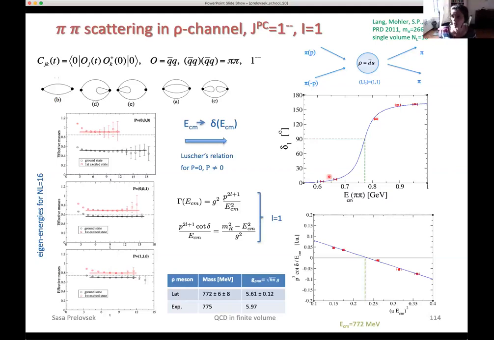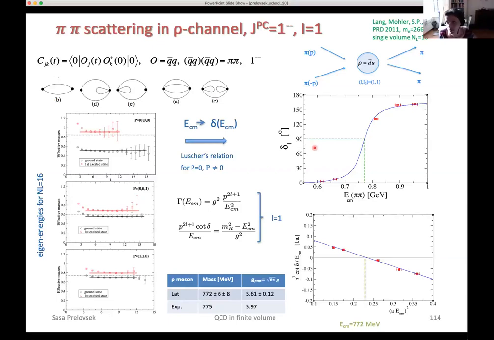It did have a resonant curve structure. So basically, there are not many points, but you can already see that the phase shift passes 90 degrees at about 0.77 GeV. And that would be the resonance mass. And you know that that's close to where the rho resonance mass actually lies.